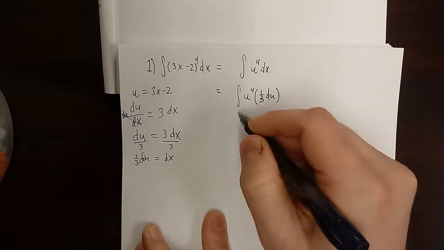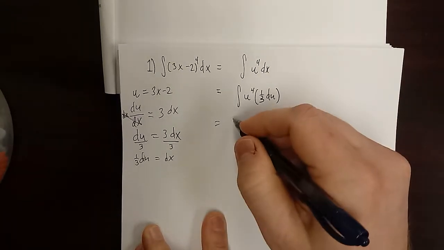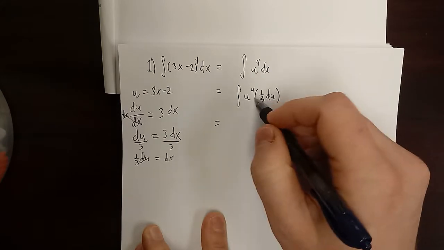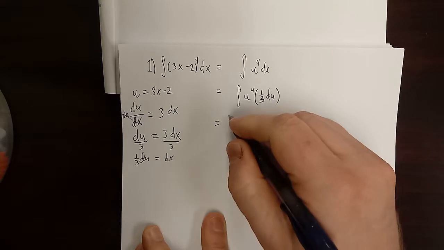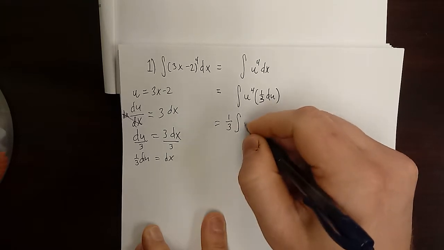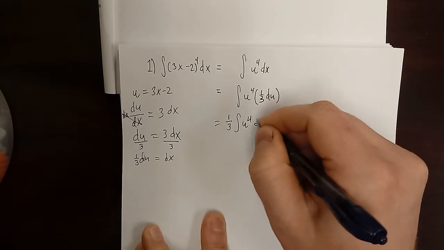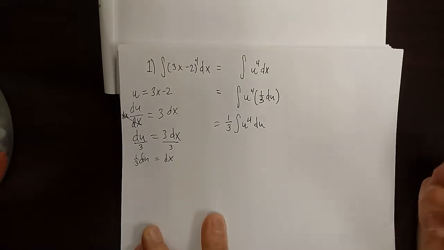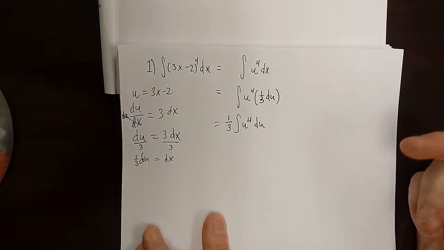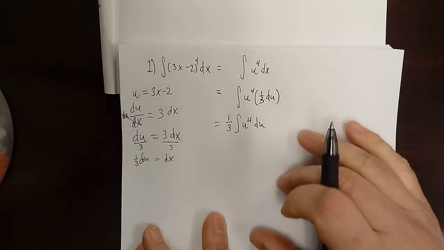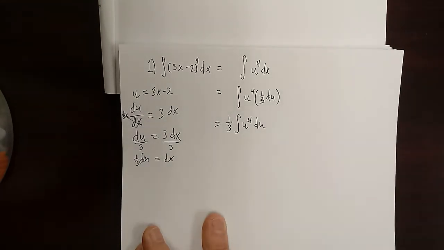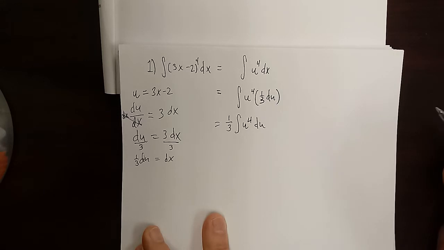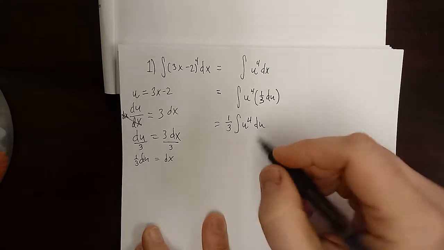And then let's make this look a little bit nicer. I'm going to pull the 1/3 out front, right? Because it's u to the fourth times 1/3 times du. So we can say 1/3 times the integral of u to the fourth du. There's a lot of work, and I understand that. I'm trying to go through and show the nitty-gritty of how this works. It gets easier the more you do it.